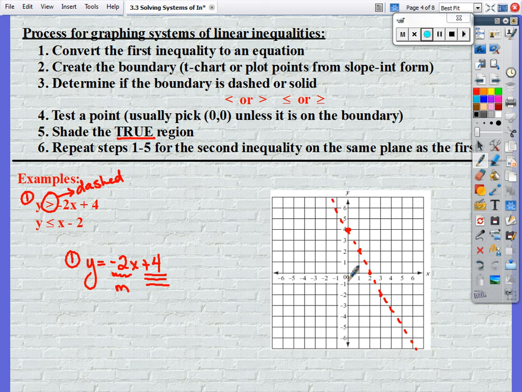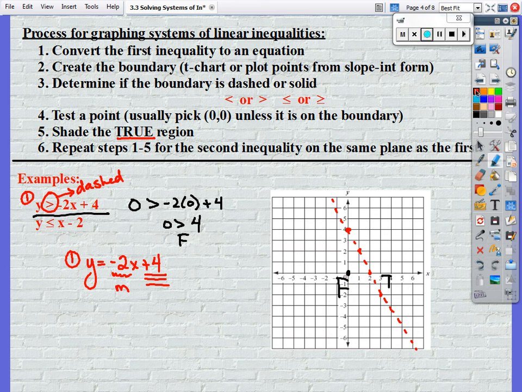And what we want to do is test a point, so 0, 0. So I go back up here and I plug in 0 for y and 0 for x. And I want to figure out if this is true or not. So I get 0 is greater than 4. And I say, well, no, it isn't. That's false. And so this is the false side. That obviously means this is the true side.